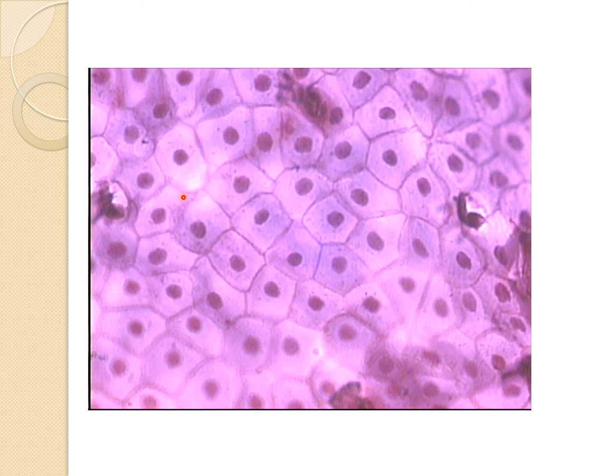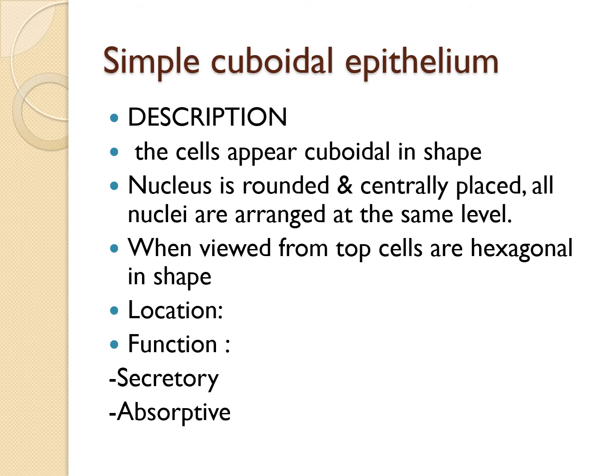It looks like tiles. When you see it in surface view, it looks like tiles. Here, between these two surfaces, there is a tight junction. This tight junction is called the zona occludens. So here there is an occluding junction between these two epithelial cells. Now, simple cuboidal epithelium.